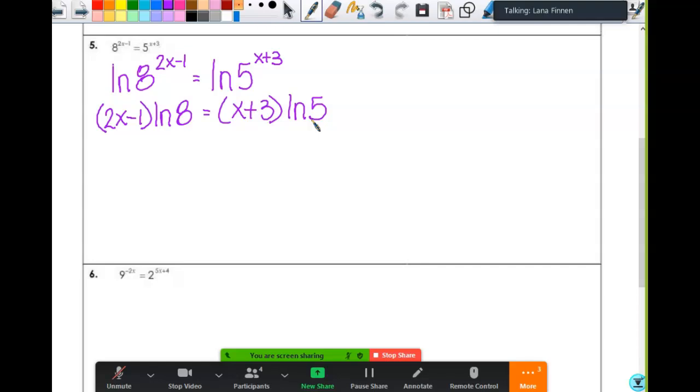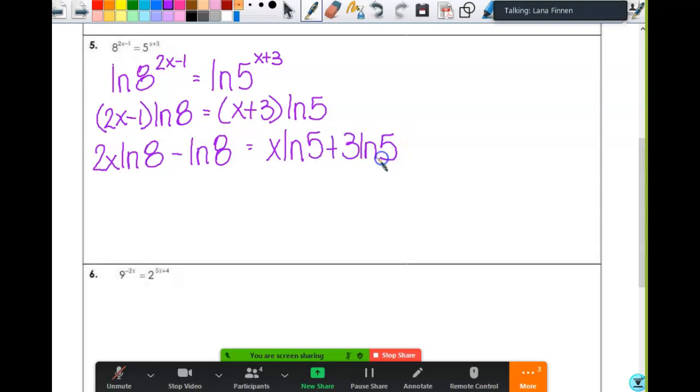Okay, so this time I had more than one term on each side for the exponent, and I need to get all my x's on one side. So even if I divided both sides by the natural log of 8, I still got to figure out how to get this x over here, or vice versa. So although I didn't have to do this on the other ones, here I actually do need to distribute. So I'm going to distribute the logs to both of those. So this is going to give me 2x times the natural log of 8 minus the natural log of 8 equals x times the natural log of 5 plus 3 times the natural log of 5.